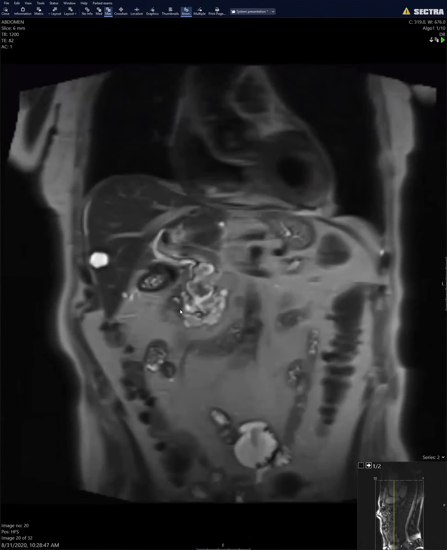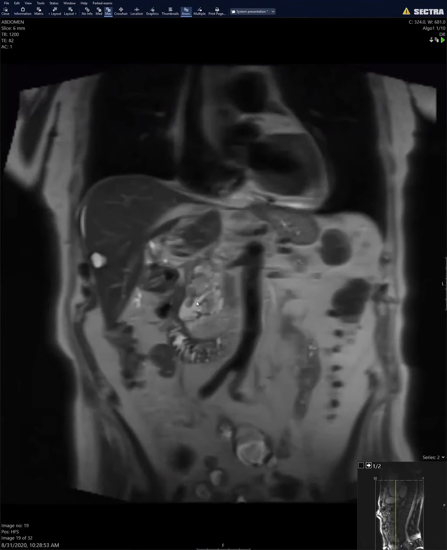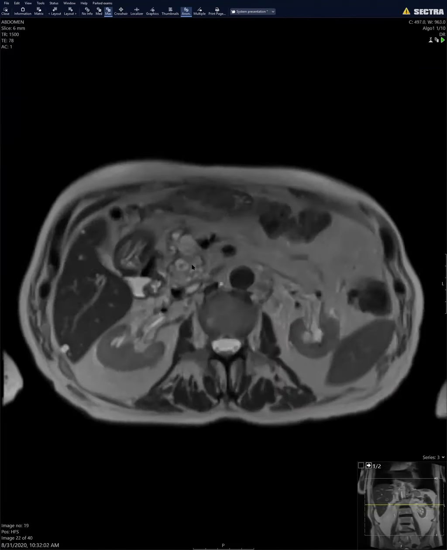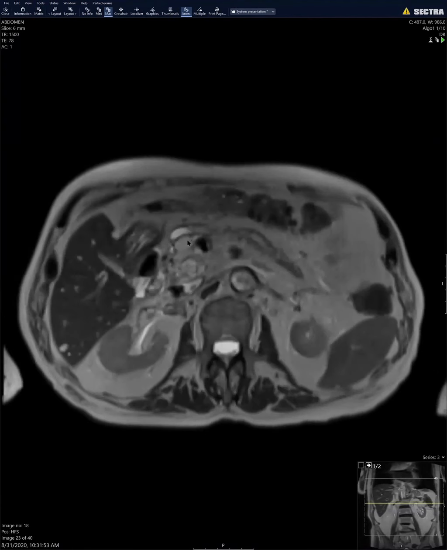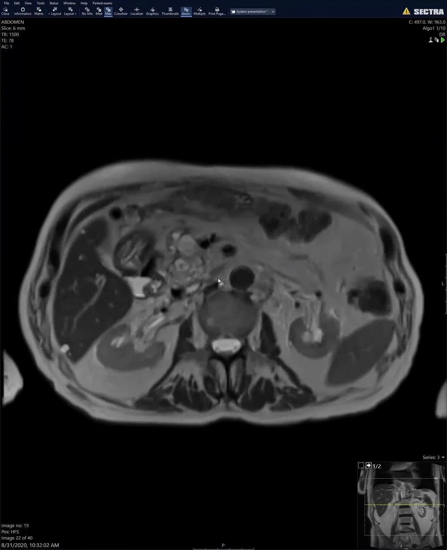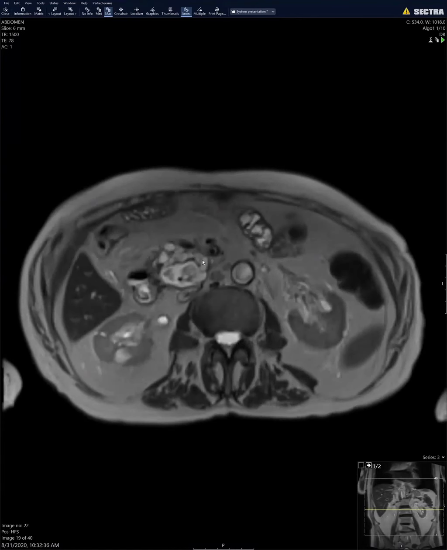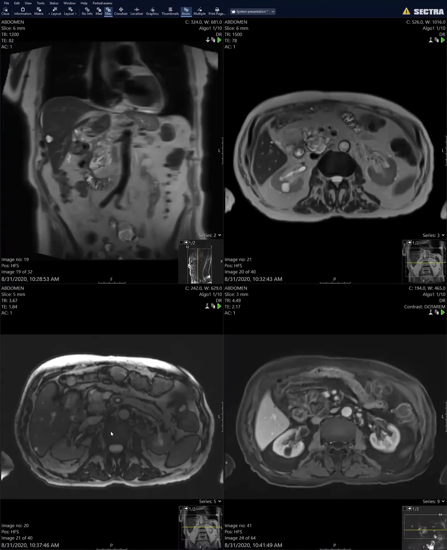As we come closer to the ampulla, the duct is significantly dilated, and we see this frondy soft tissue growing within the duct. These are the axial HASTE images. Again, same findings: dilated main pancreatic duct, and in the head area, there's significant dilatation of the main duct and some of the side branches, and we see this frondy soft tissue growing within the ducts.